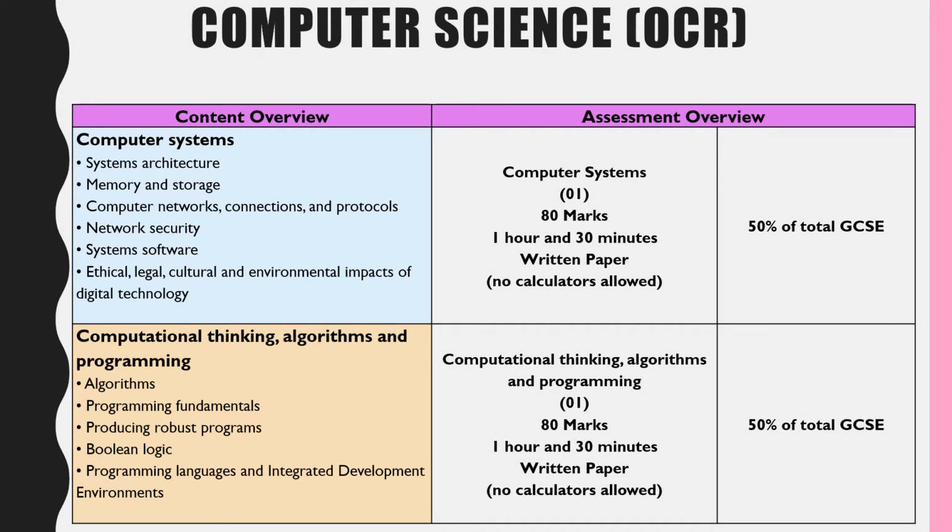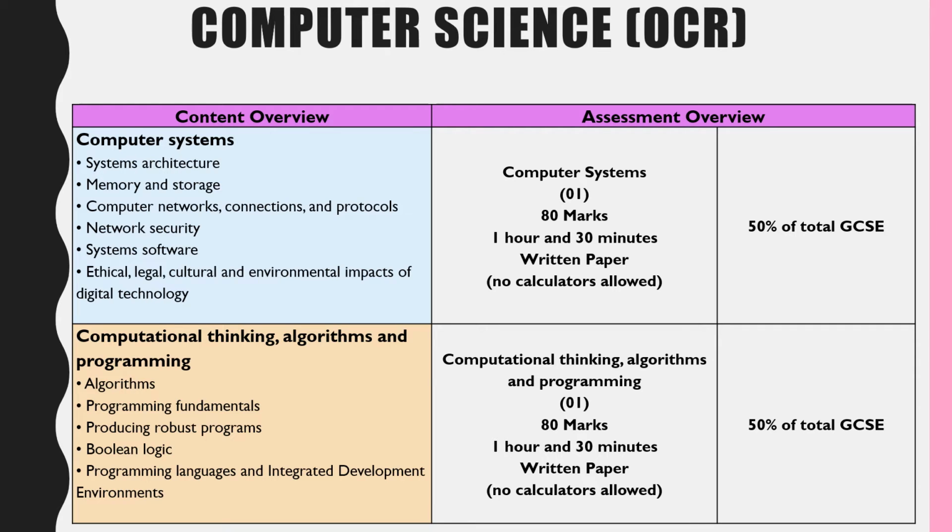And then we look at the ethical, legal, cultural, and environmental impacts of digital technology, and how to become conscious computer scientists. In our second paper, we focus on computational thinking, algorithms, and programming. We look at how to create programs and how to plan using algorithms. We look at some Boolean logic and some of the integrated development environments that we can use as software developers.